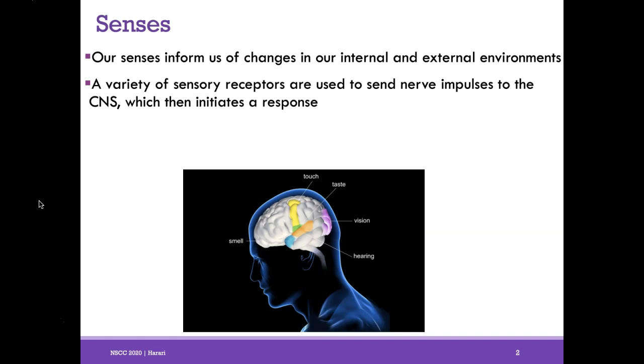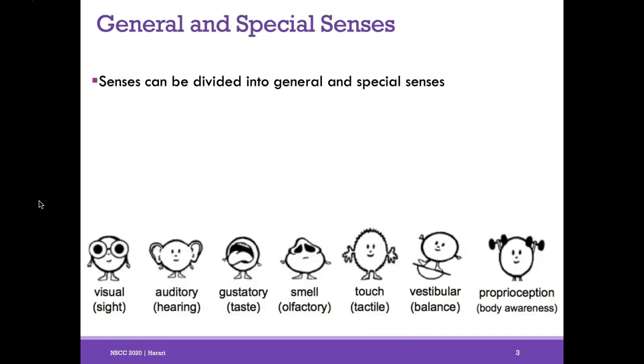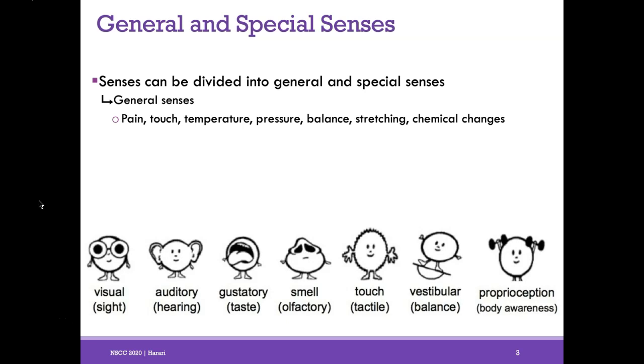So that's the idea of senses. They're going to inform us of any changes inside our body or outside of our body. So our senses are our way to know what's going on. And senses can be divided into general senses and special senses. So the general senses include pain, touch, temperature, feeling of pressure, balance, stretching, and also chemical changes like pH.